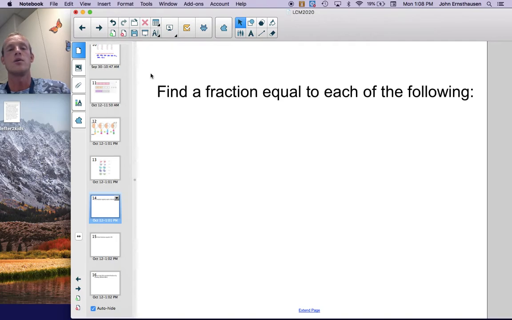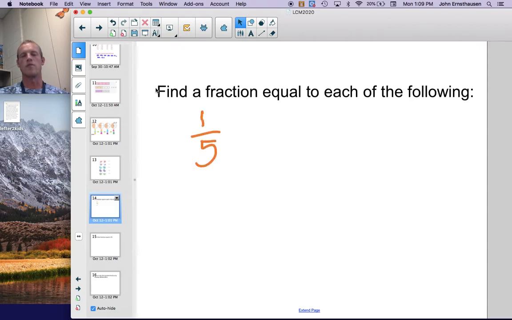Okay, we are back now. So what we're going to do is grab your board marker and again, pause the video if you need to. We're going to work through some of these together here. Okay, so it says find a fraction equal to each of the following. So let's start with this one. Let's start with a fraction that is, hang on, waiting for my pen to come on. I would like you guys to give me a fraction that is equal to 1/5.